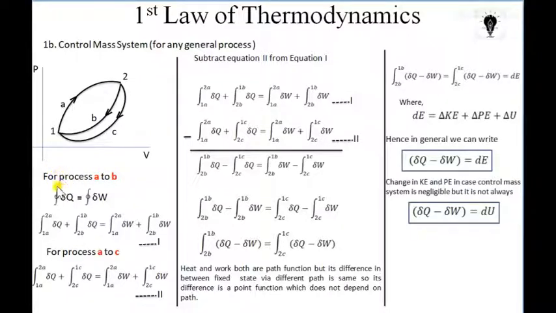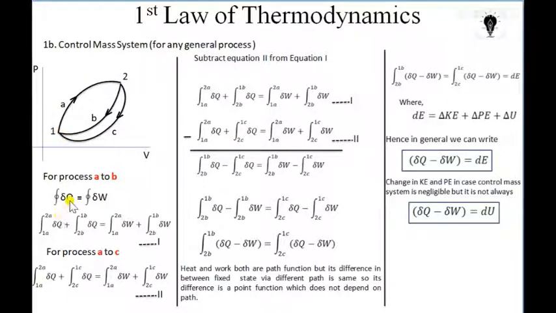This expression is the cyclic integral of del q equal to the cyclic integral of del w. Here we apply this expression for the cyclic process A to B, meaning our system transforms from 1 to 2 via path A and comes back from 2 to 1 via path B. So it is a cycle, and we are applying this to cycle 1A2B1.